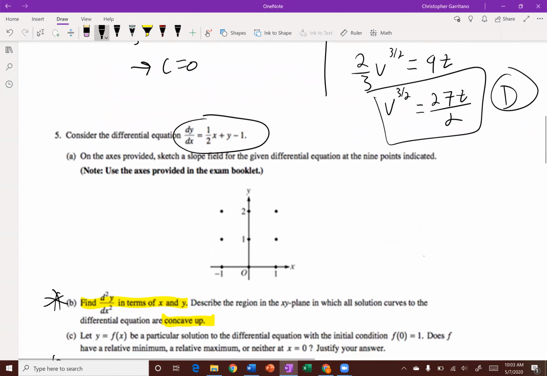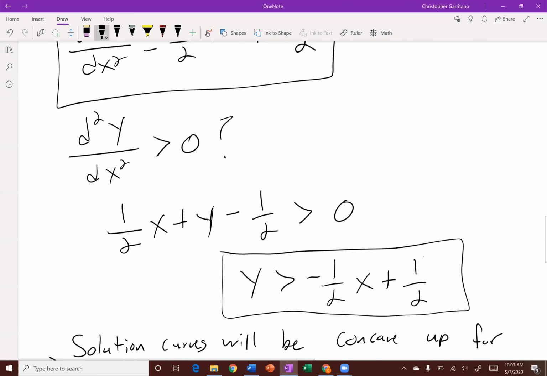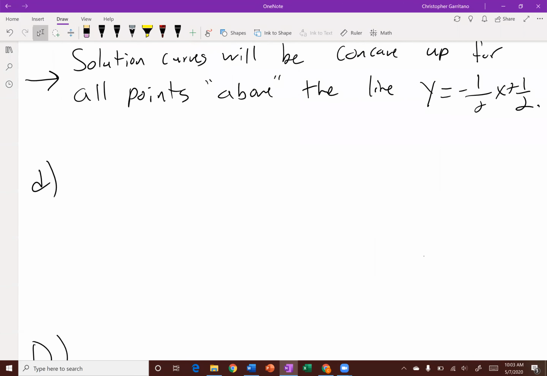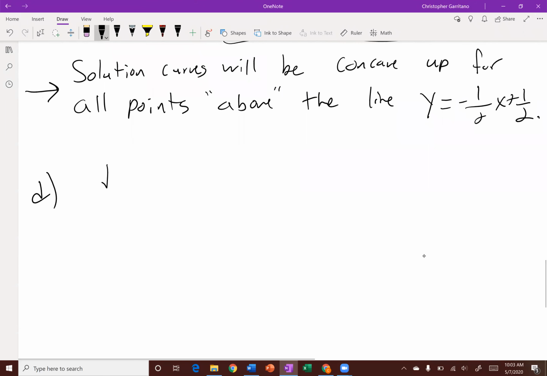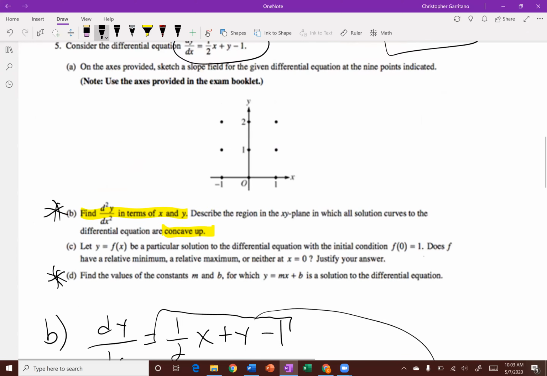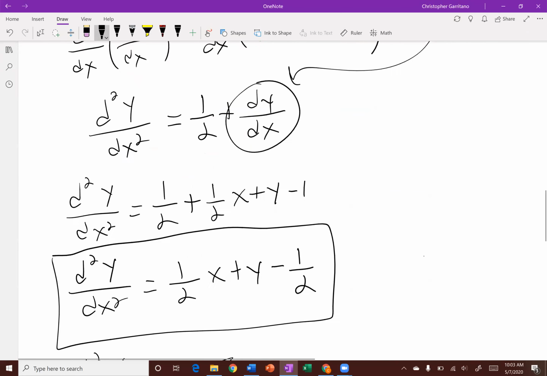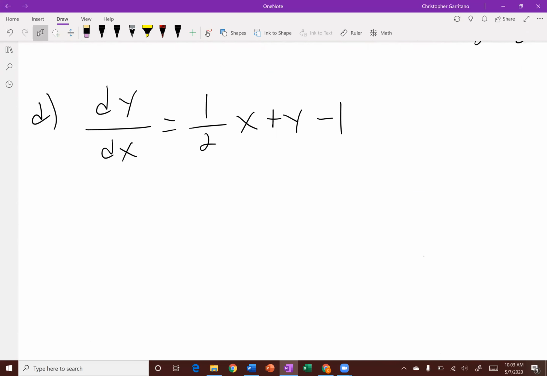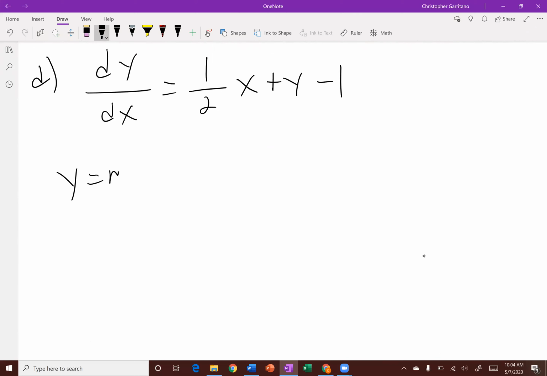So let me just get the differential equation. dy/dx equals 1/2 x plus y minus 1. I just want to double check that this is correct: 1/2 x plus y minus 1. Okay, awesome. So part D tells us that y equals mx plus b is a solution to the above equation.